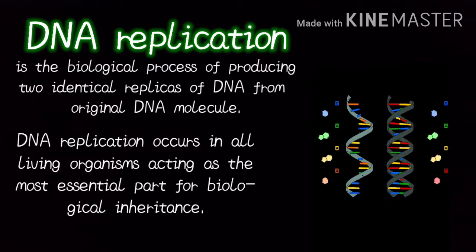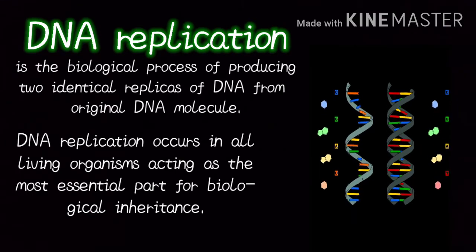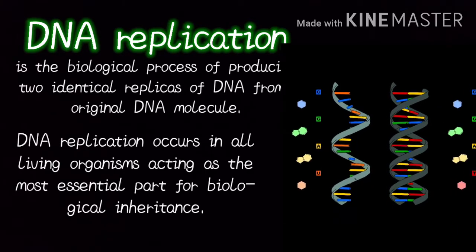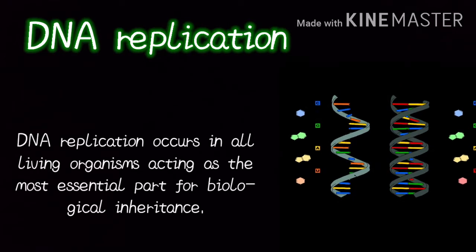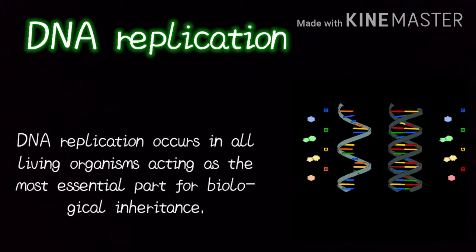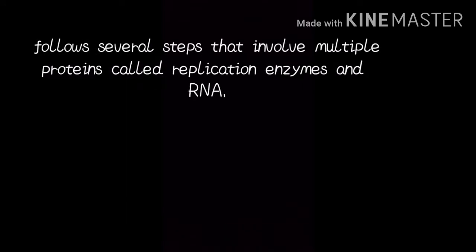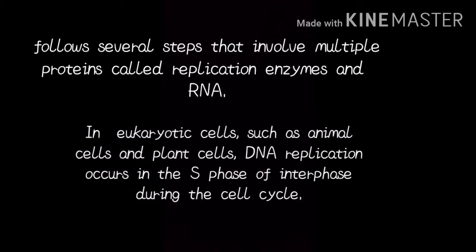This is essential for cell division during growth and repair of damaged tissues, while it also ensures that each of the new cells receives its own copy of DNA. The cell possesses the distinctive property of division, which makes replication of DNA essential. Replication follows several steps that involve multiple proteins called replication enzymes and RNA. In eukaryotic cells, such as animal cells and plant cells, DNA replication occurs in the S phase of interphase during the cell cycle.